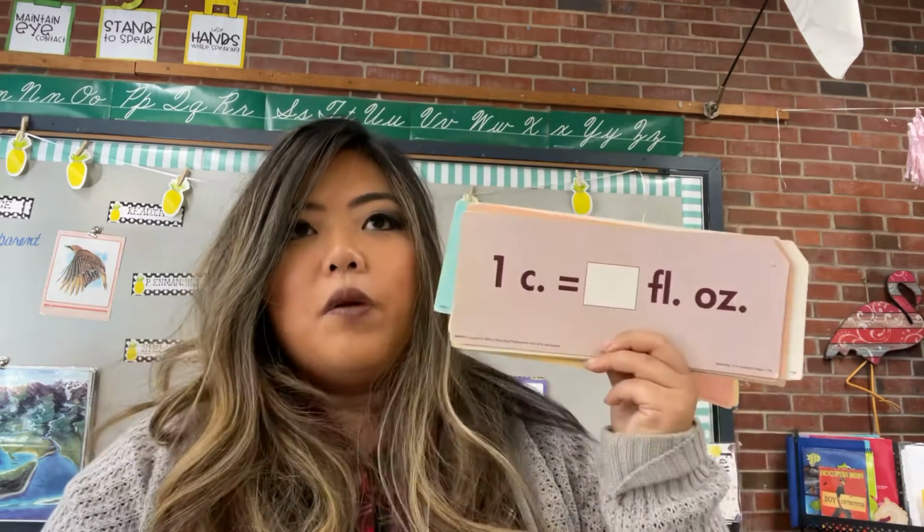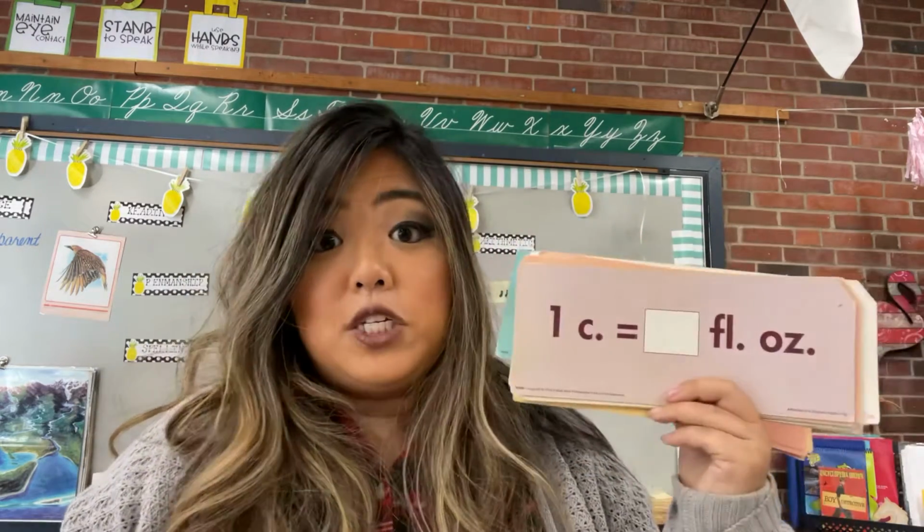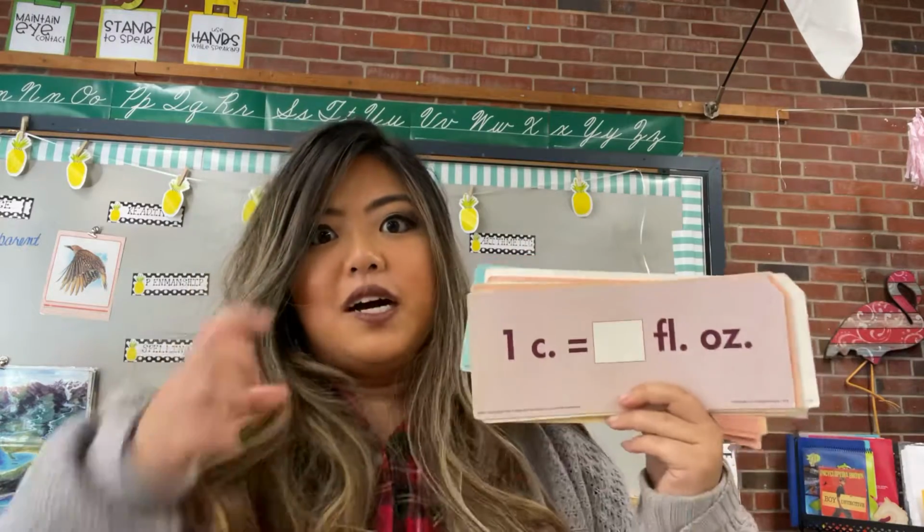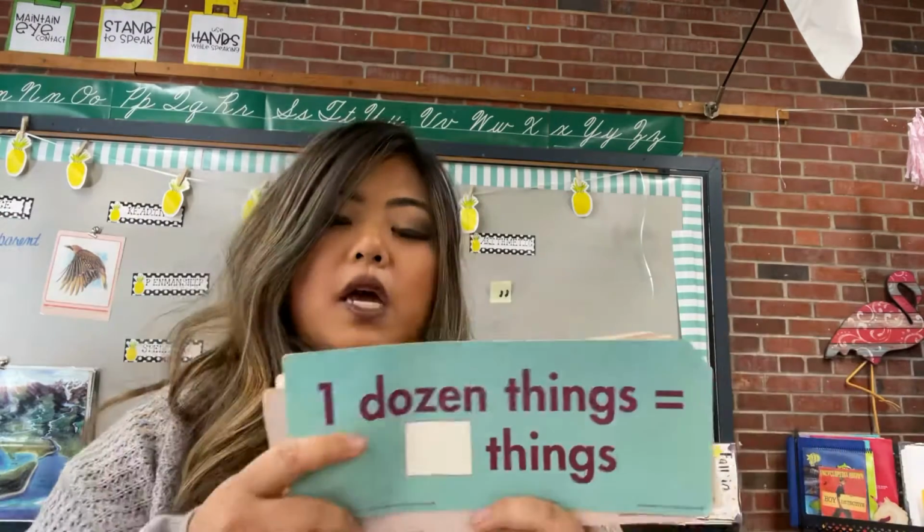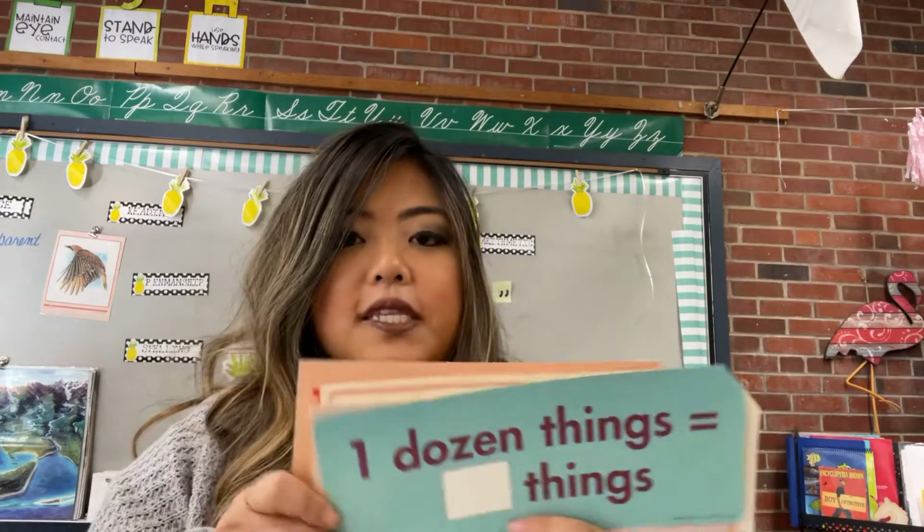Remember, your regular water bottles are 16, so they're actually a pint. They're not just a cup. A cup is actually a lot smaller than we think. 1 dozen things, 12.